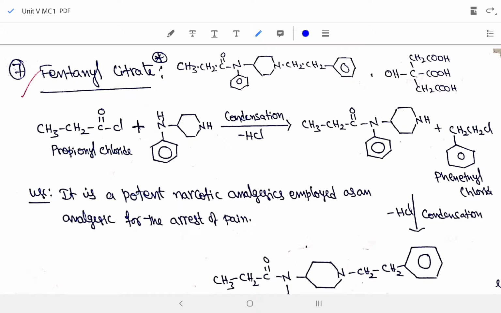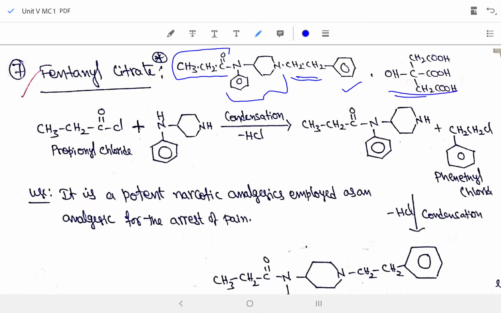Hello students, we will continue our video from synthesis of fentanyl citrate. So you have to remember the structure of fentanyl citrate in three parts. Remember this one: a piperidine ring attached with an N-phenyl ring and having a propionate side chain. This is one moiety with an ethyl bridge, attached to a phenyl group. This is how you need to remember fentanyl citrate.